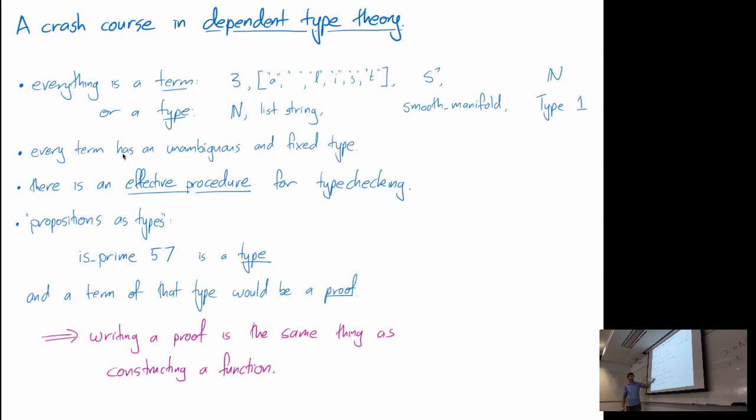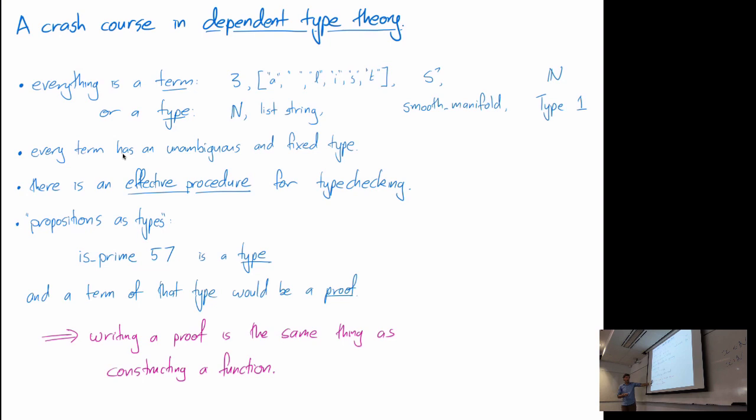But another thing to note is that "is prime 57", being a type, might have many different terms. Maybe I should change 57 to 13, but then there might be many different proofs that 13 is prime, and they're all considered as distinct terms of this type. We don't necessarily just say propositions are true or false. We might want to keep track of which proof we're looking for.